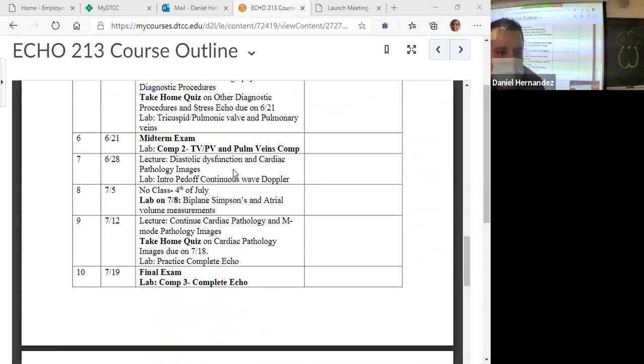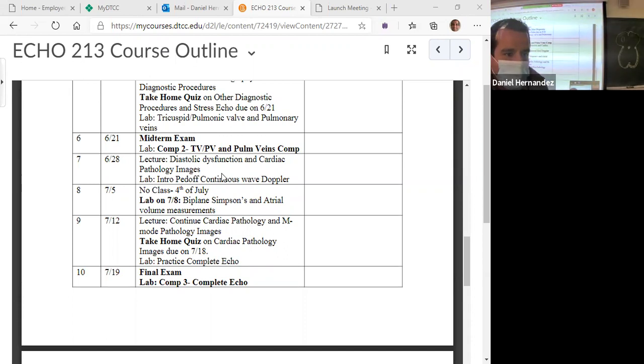Then we'll have a lecture on diastolic dysfunction. And then I wanted to focus the end of the semester on really getting into cardiac pathology images and really being able to look at images and diagnose pathology. Since this is essentially our last echo class, I feel we really need to get strong on just being able to assess an image and figure out what's going on and diagnose the pathologies. So I'm going to spend the last couple of weeks just focused on that, going through lots of images and case studies.